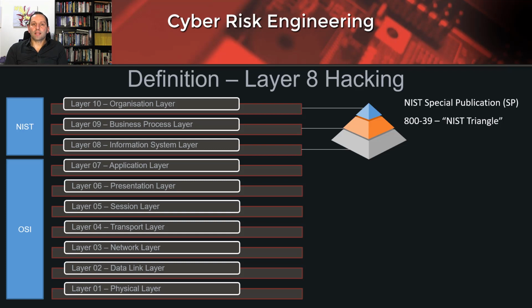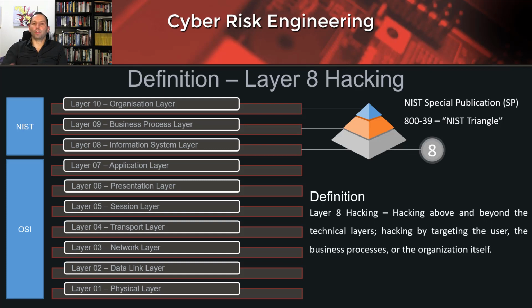Now, it makes sense to me to put these 3 layers describing the organization and the interaction within the organization above the 7 layers of the OSI model. Thus, fuse the 2 together. You get 10 layers in total. Thus, we can define Layer 8 hacking as hacking above and beyond the technical layers, either targeting the user or the information systems in question, targeting the business processes of the organization, or targeting the organization itself.